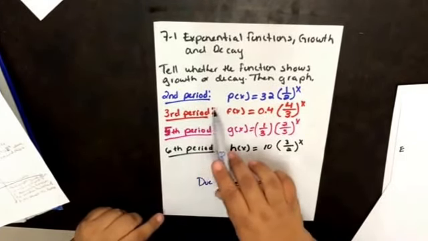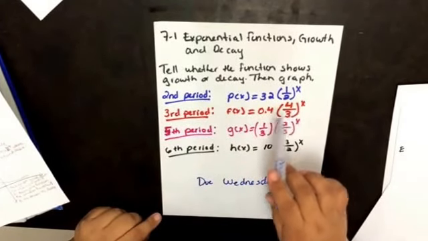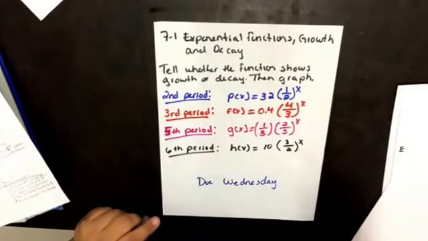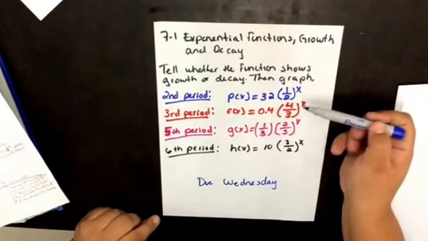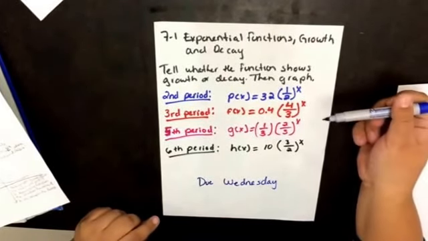So for second period, you guys are supposed to do p of x equals 32 times 1 over 2 to the x. And you're supposed to turn it in on Wednesday at the beginning of class and make sure you do it in the color blue, either with a blue pen or a crayon or a color pencil.